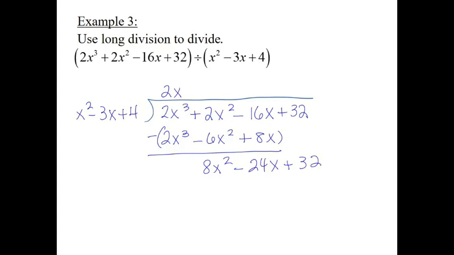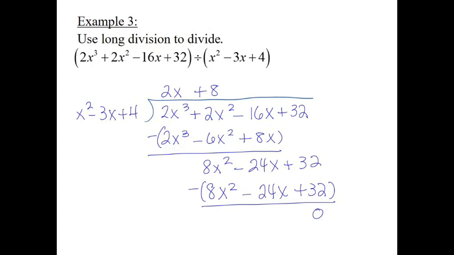Then I multiply by plus 8, because that 8 times x squared gives me 8x squared. And multiply across everything. And when we change the signs all the way across, all of a sudden we have 0 as a remainder. So our answer is just 2x plus 8. There is no remainder. Now, this is a factor of the bigger polynomial. And you know that because there is no remainder. And we'll talk about that later in this period.